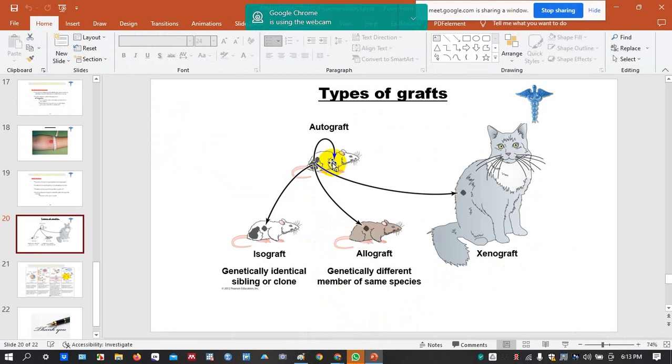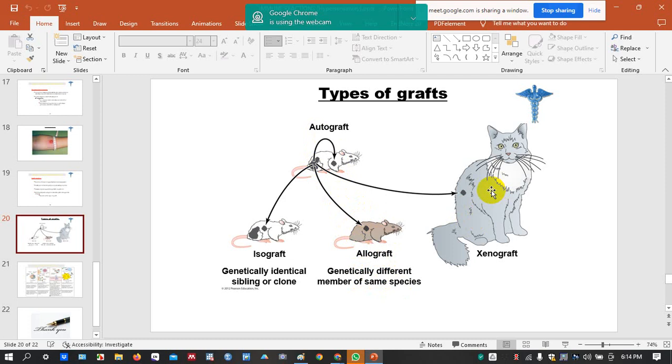So if it's an autograft from one's own body to his own body, no rejection, or the rejection is very minimal. If it is between identical twins, genetically identical or clones, it is possible. Rejection is very minimal. But if it is between you and your sister, or you and your husband, you belong to the same species, Homo sapiens, but you have different genetic makeup, so it's not possible. A genetically different member of the same species, so it's difficult.